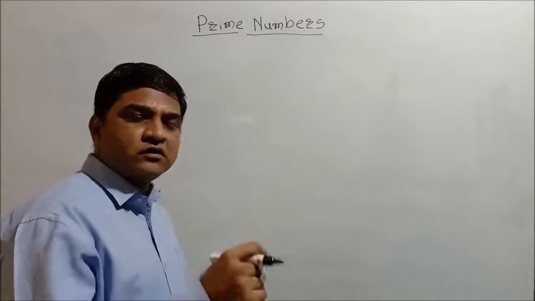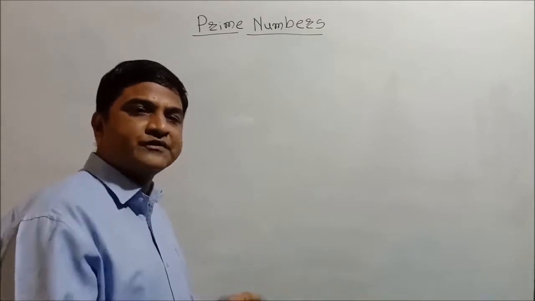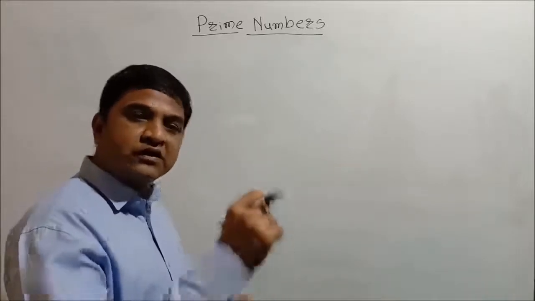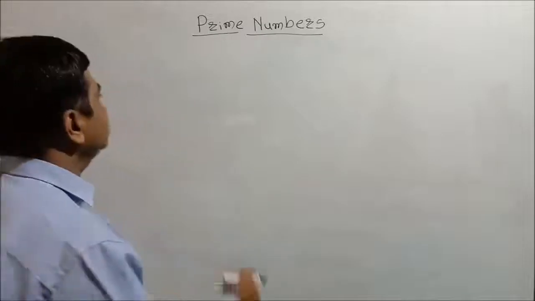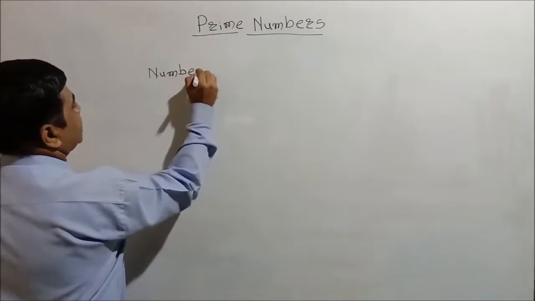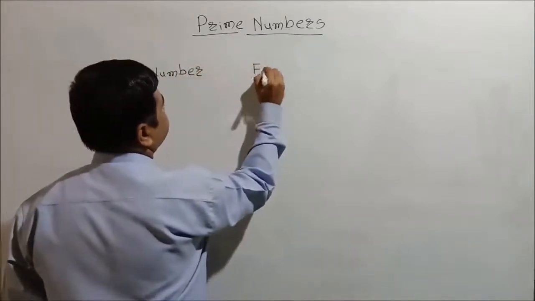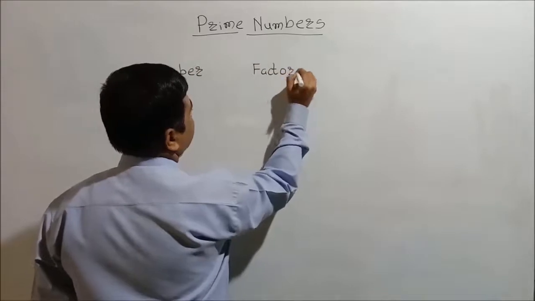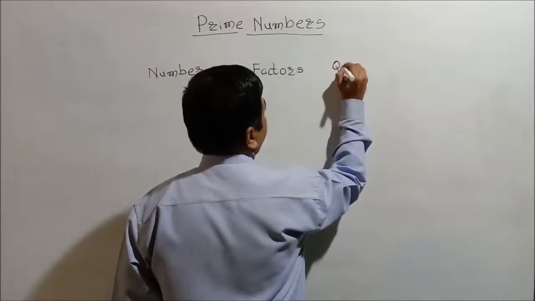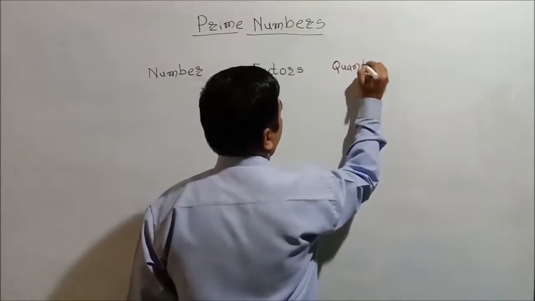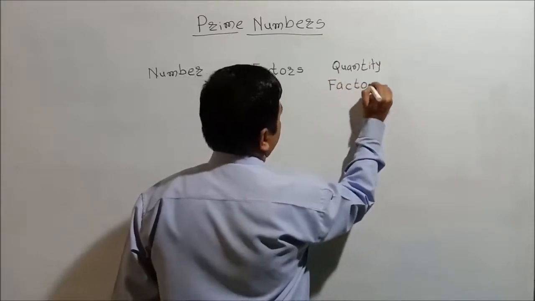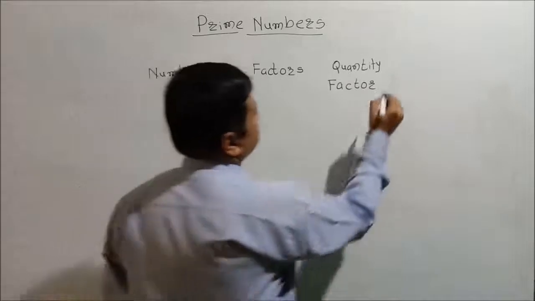Now we are going to list down the factors of numbers from 1 to 10 one by one, and we will find out how many factors each number is having. So I am writing here the number, then we will write down the factors of that number, and we'll find out the quantity of factors. How many factors that number is having. Quantity of factors.